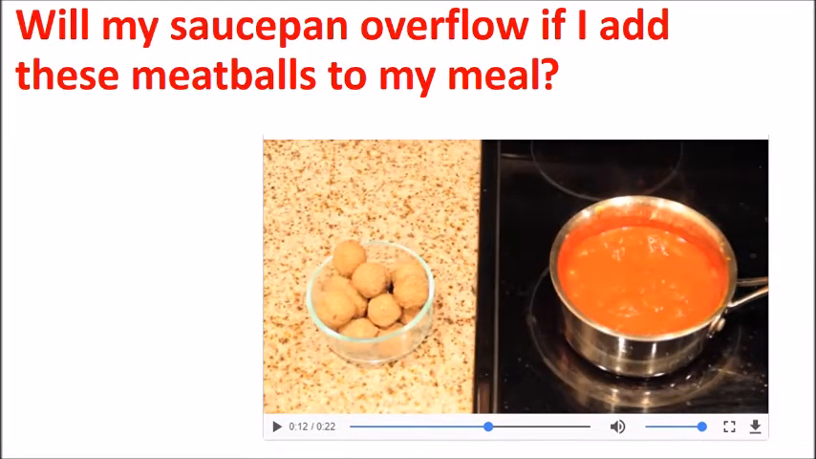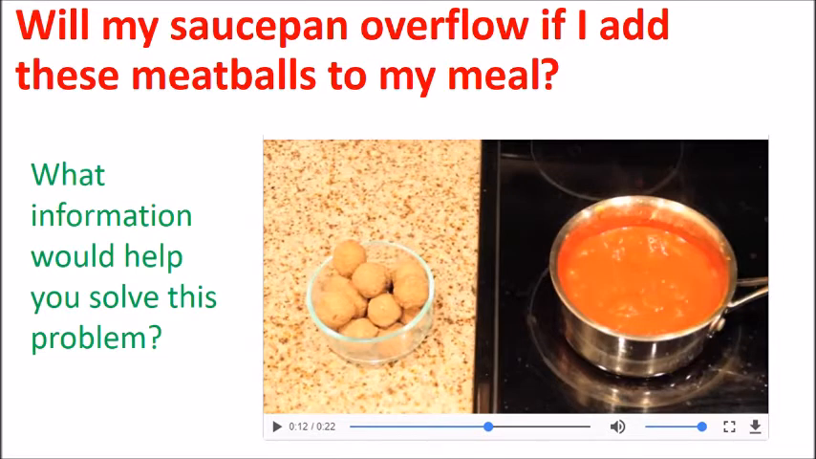So the question is, will my saucepan overflow if I add all of these meatballs to my meal? Before we get into the maths, I want you to be thinking, what information would help you solve this problem? I'm about to give you 4 pieces of information. I want you to pause the video now and write down anything that you may find useful to help solve this problem.